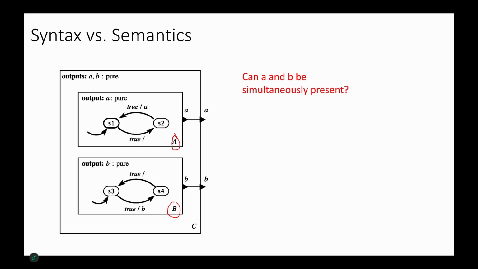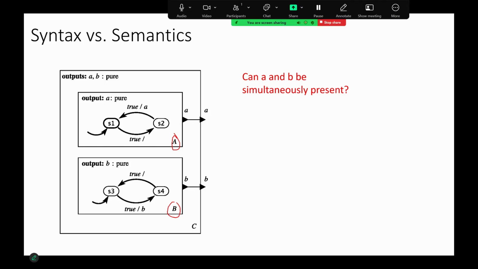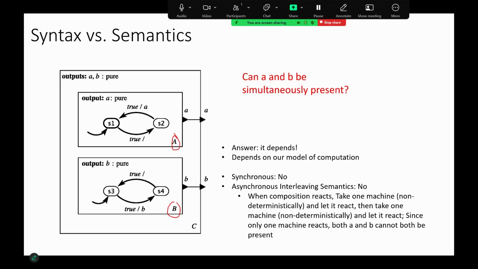Exactly. So the correct answer depends on the semantics. In semantic two, it can be, but in semantic one and asynchronous, it cannot be. Right? So it depends on the semantic, and it's possible in semantic two. Yeah, thank you. So here is the answer. It depends on the model of computation.